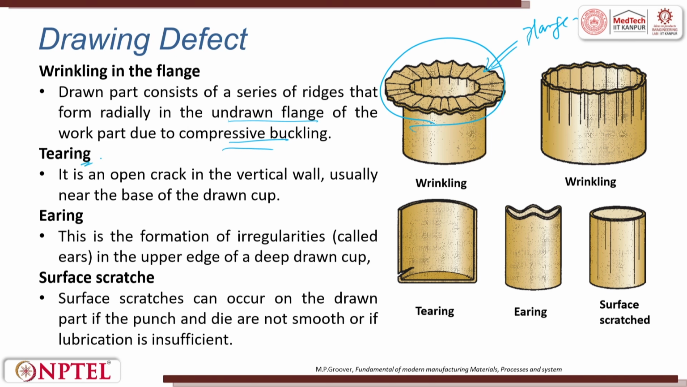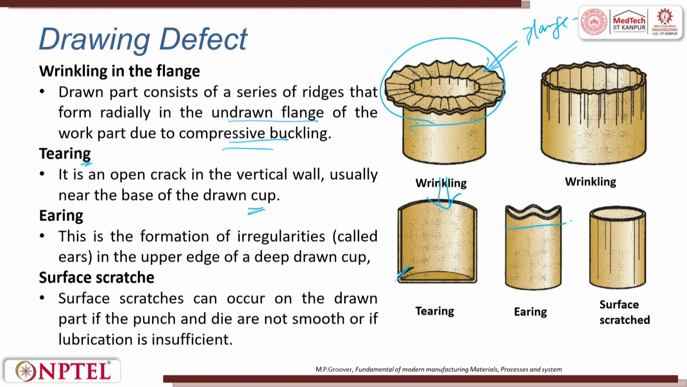Tearing means you are trying to push the punch to a far extent and you have hit the limits, or there is not much material to flow. So, there comes the tearing. It is an opening crack in the vertical wall, usually near the base of the cup, called tearing.